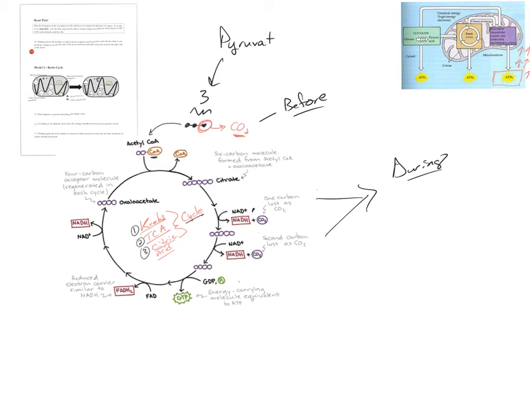Goes in, you produce 3 CO2 molecules, right? 3 carbon dioxides go out. The second thing you need to think about is that you're producing 3 NADHs. One here, another here, and another here.